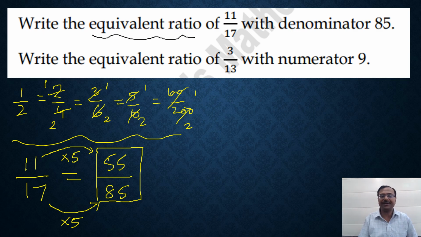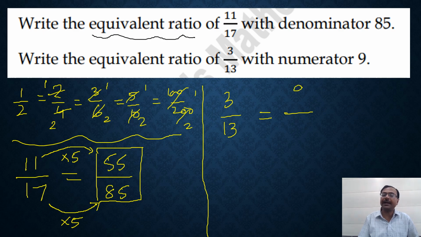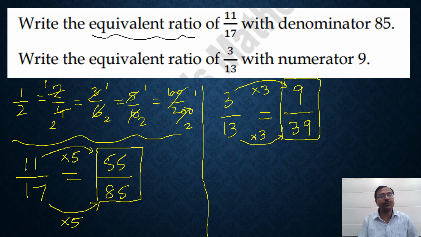and therefore 55 upon 85 is the equivalent ratio of 11 by 17 with denominator 85. Likewise, you see the second question, 3 upon 13, and we need the numerator to be 9. So how do you get 9 from 3? Multiplication by 3. So just do the multiplication by 3 in the denominator. 13 times 3 is 39 and therefore 9 upon 39 is the equivalent ratio of 3 upon 13 with numerator 9. A very easy concept. If you don't understand it, then you have to study the common factors fundamental first.